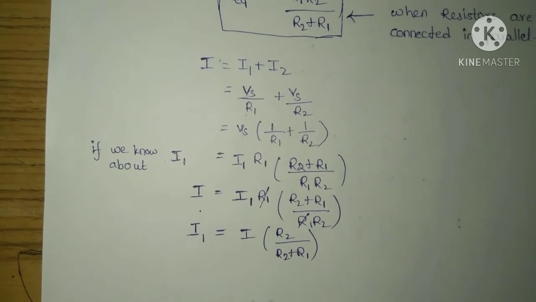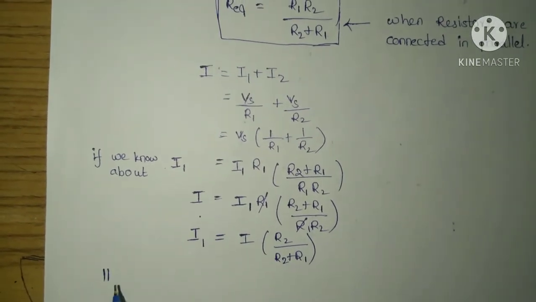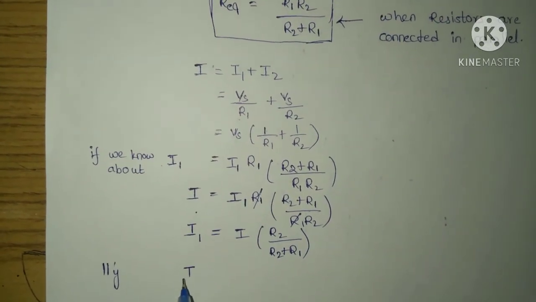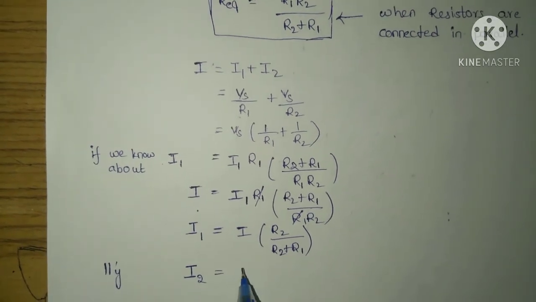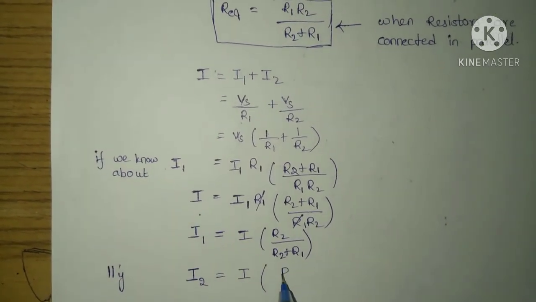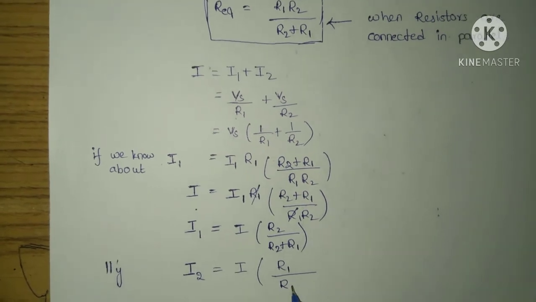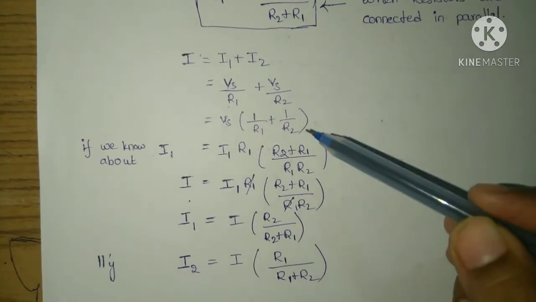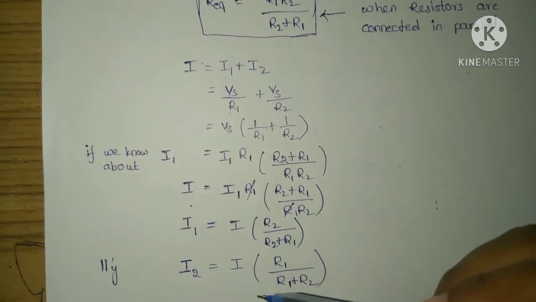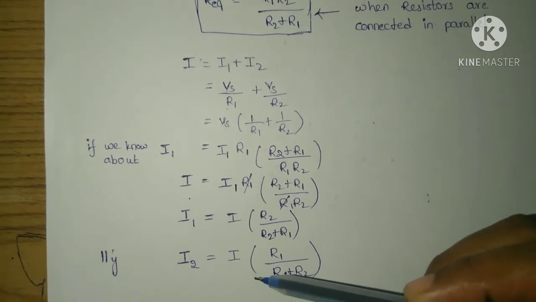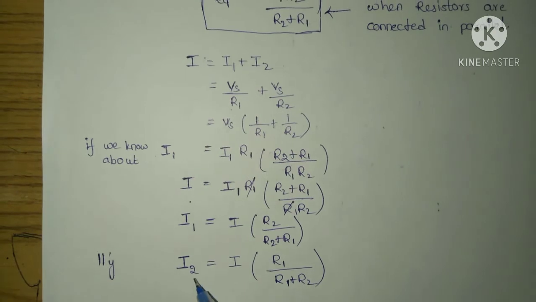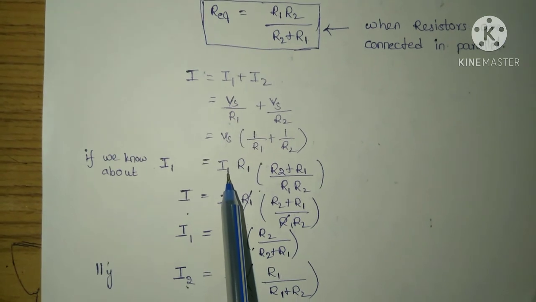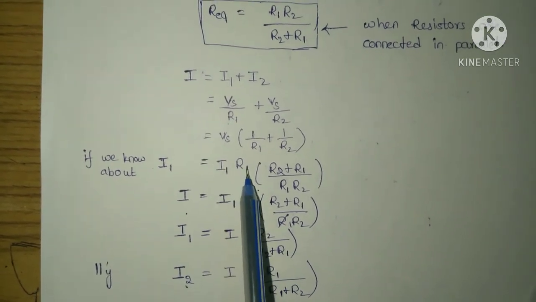Similarly, in the same way, we can write the branch current I2 as I into R1 by R1 plus R2. What procedure we did here, similarly we can do to know the current flowing through the resistor R2, by keeping I2 and R2 instead.